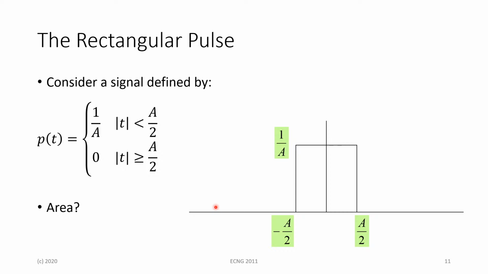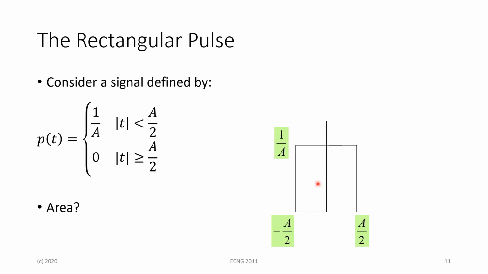So let's consider a different signal, referred to as our rectangular pulse. The mathematical equation for the rectangular pulse is given by this form here, where for the time period between a on 2 and negative a on 2, we can say the magnitude is 1 on a, and for everything else outside this time period, it is 0.